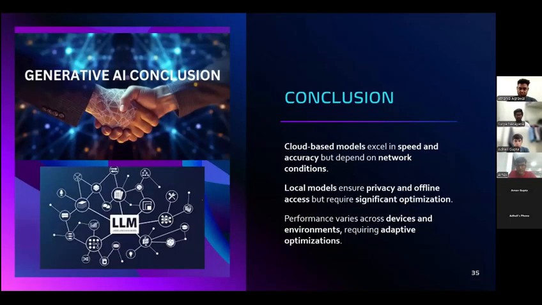In summary, cloud-based LLMs are ideal for speed and accuracy, but come with network dependency. Local models offer data privacy and offline access, but need smarter optimization to be viable. Device-level performance differences show why adaptive tuning is necessary. Together, these insights can guide AI deployment in healthcare and beyond.